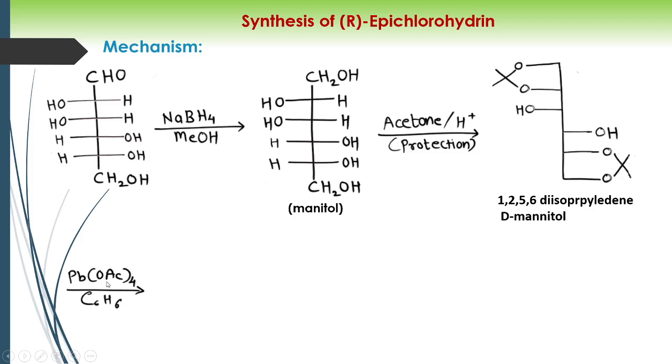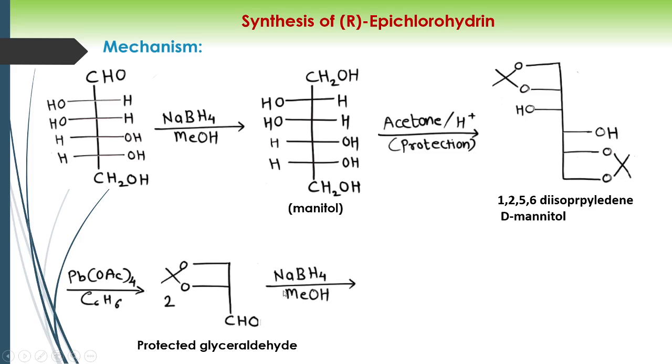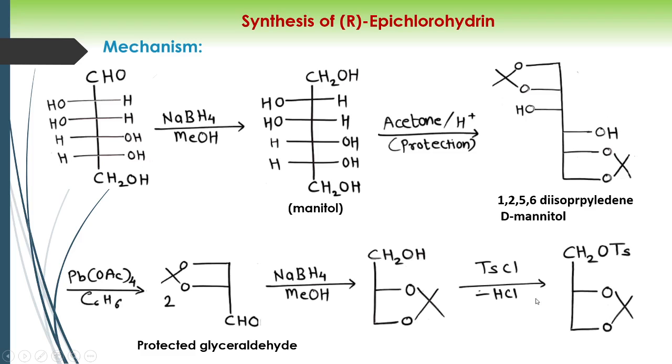In the next step there is lead tetraacetate. This is the oxidizing reagent to cleave this carbon-carbon bond, and we get two molecules of protected glyceraldehyde. In the next step again we use NaBH4 to reduce this aldehyde into this primary alcohol. And in the next step there is tosyl chloride to convert this OH into this OTs group.